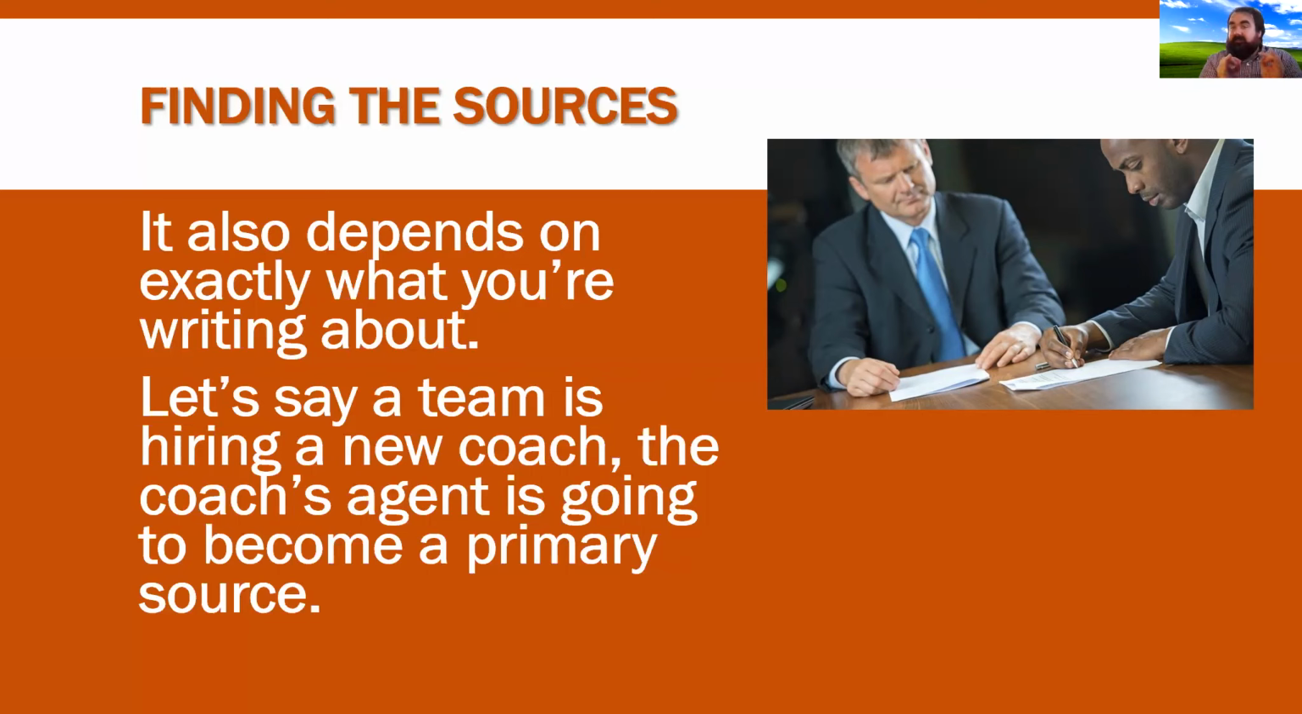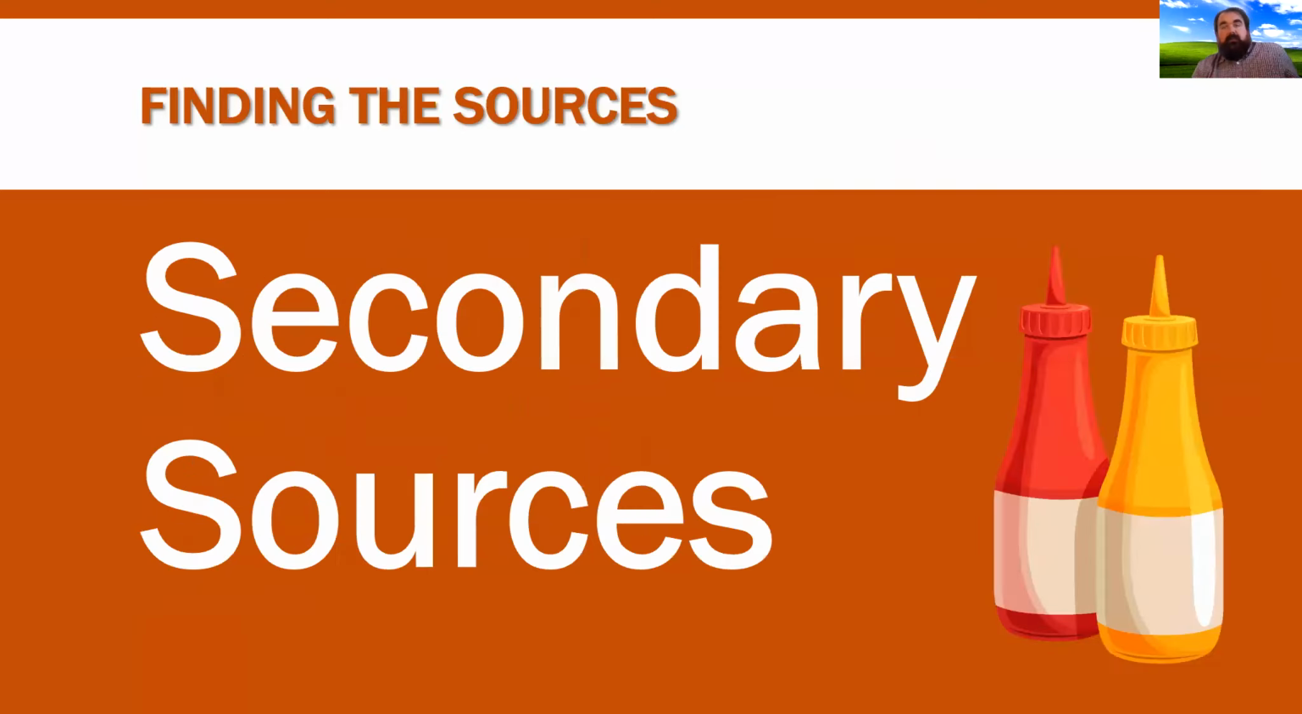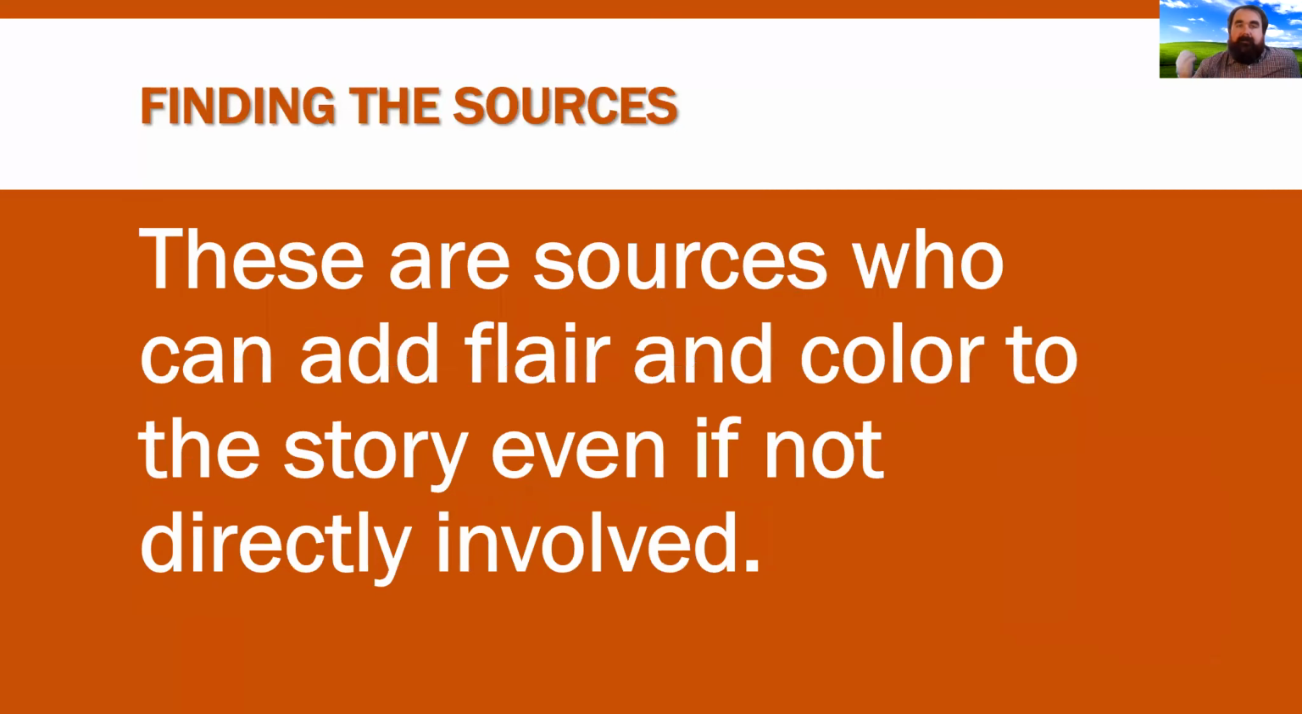Okay, that makes sense. Let's talk about our other kinds of sources. We've also got our secondary sources. If the primary sources are the hot dog, then the secondary sources are the condiments. They're the ketchup and mustard, the relish. They're the things you put on that add flavor and flair and color to the story. Even if they're not directly involved, they're the folks who can give a sense of attention. And this is especially important in feature stories.